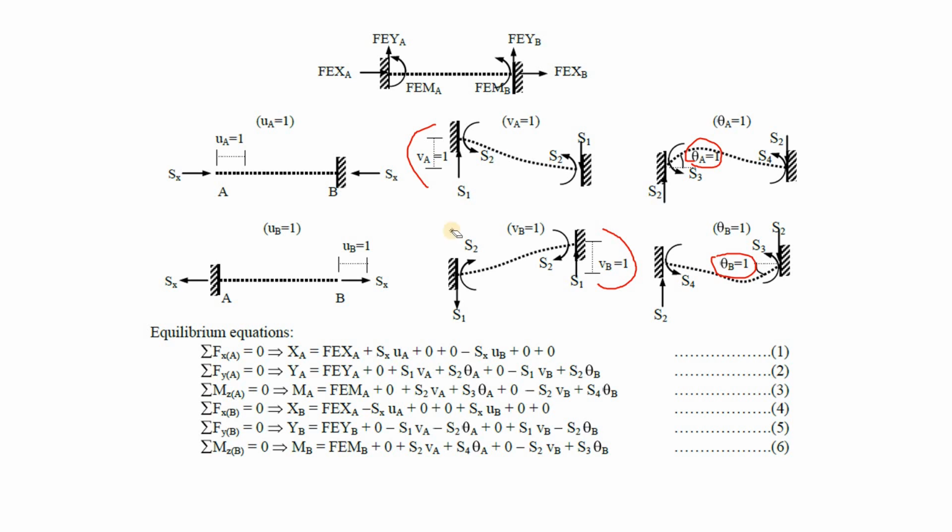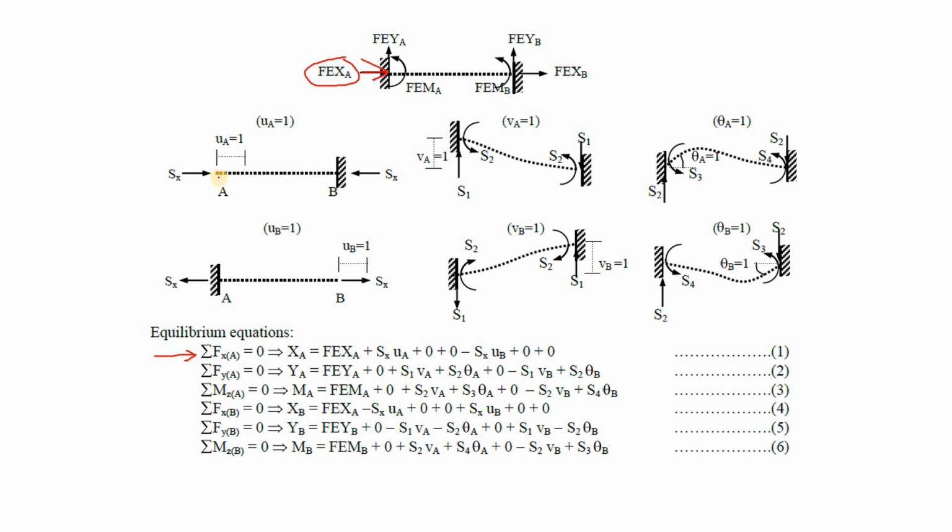Now if we were to use these diagrams to write up equations that we can turn into matrix form, let's do it for joint A. So f of x at joint A, let's take a look at that. For x direction forces at A joint, we have here FEXA. This is a force in this direction, so this is going to be positive according to our sign convention that we have seen at the beginning of the course. So this is positive FEXA.